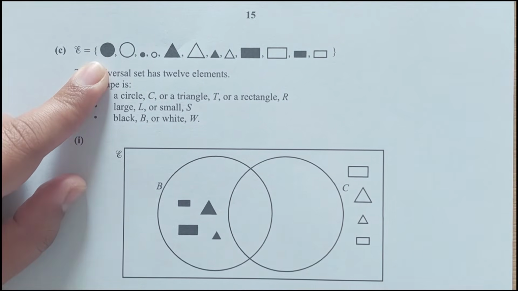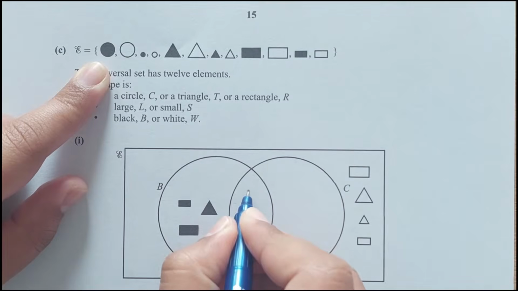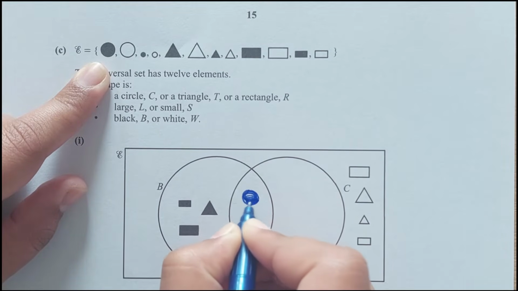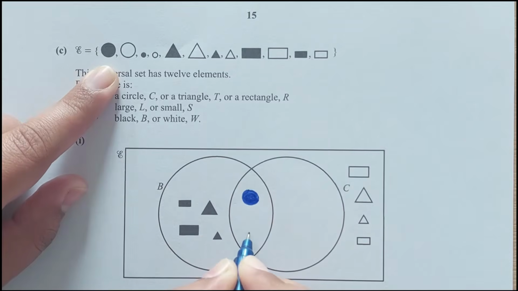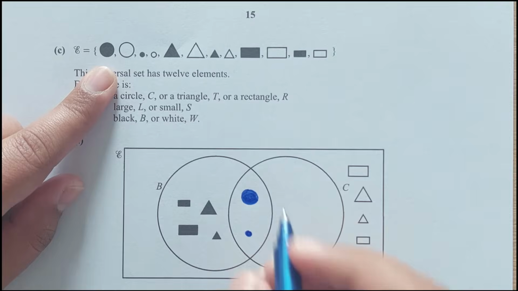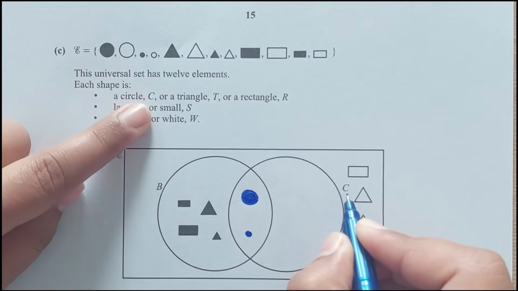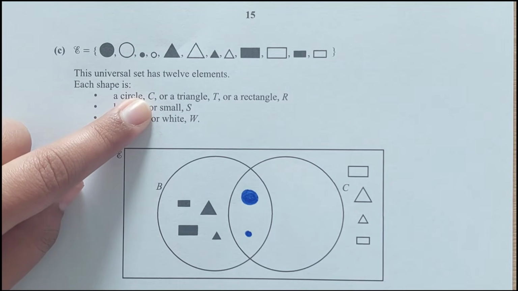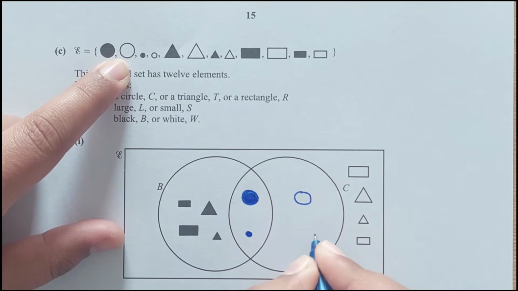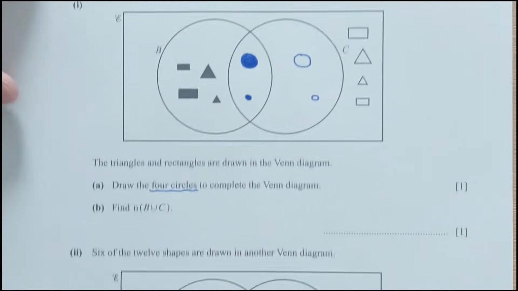This one, this circle, the big one, we have to draw and color it, right? And the smaller one we have to draw and color it, right? The black, the filled one. And C is for circles, right? The rest of the circles are left. These 2 circles are left. This one and this one, right? So we have done with part A.